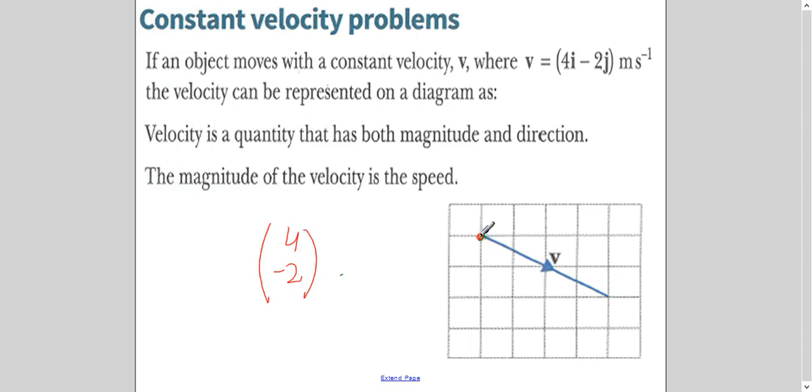Wherever you are, wherever the point is, it will move 4 units to the right because it is plus. If it was minus, 4 units to the left, you know that. So 4 units to the right, so 1, 2, 3, 4 and 2 units down. So you will get the velocity vector here. If you find out its magnitude, you will get the speed, right? So velocity gives you both magnitude and direction.